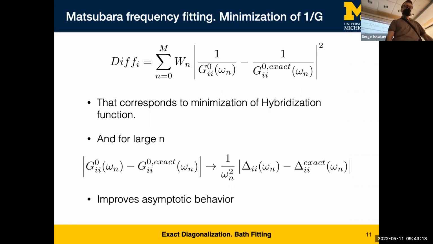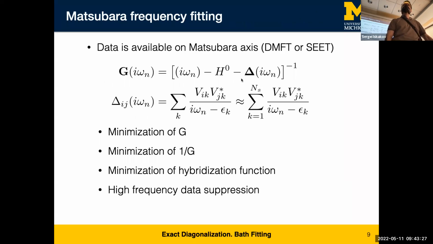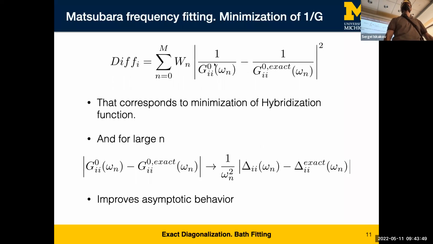You have the same weight function, but you can show for the large frequencies, so basically when you take this and you go back to this equation, you will see that if you are really in the diagonal basis and you take this 1 over G and 1 over G exact, the only difference you have is delta exact and delta that is approximated delta, and basically I omega and H0 will be cancelled. So basically this fit corresponds to the minimization of the hybridization function.